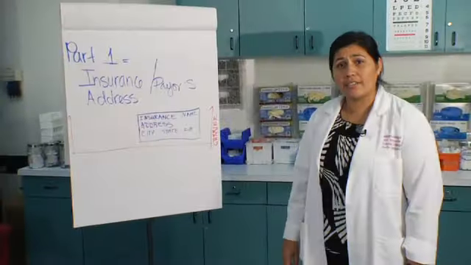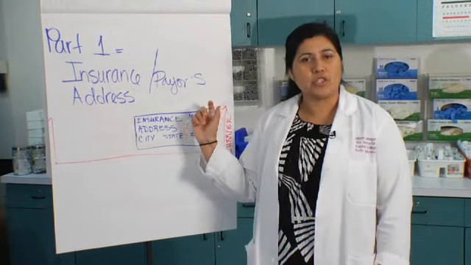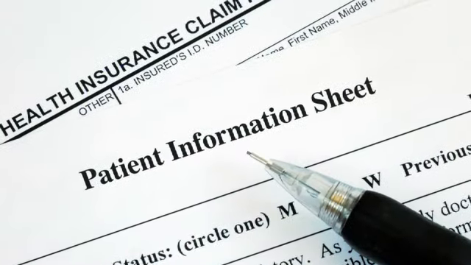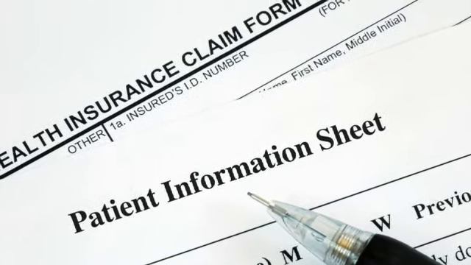Okay, now let's go ahead and start talking about the first part of the insurance claim. That is the top portion of the claim, the blank space that you see on the claim form. If you notice on the claim form, what you'll see is a part that says carrier, and this is where we put the insurance or the payer's address. Now, this information comes from the insurance card or the patient information sheet. The patient information sheet is what the patient completes when they first come into the office.